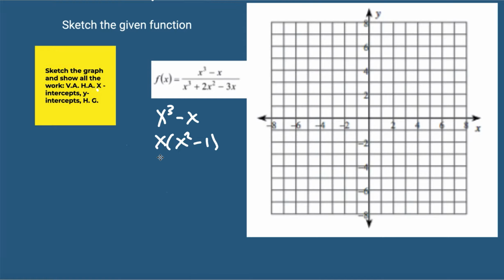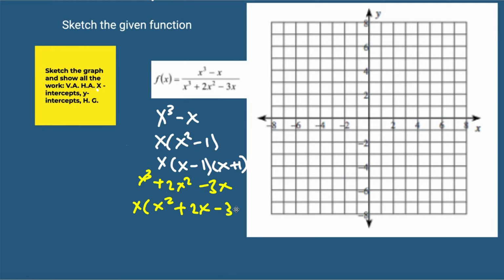And this is the difference of squares, so we can factor it as x minus 1 times x plus 1. So we factor the numerator, and the same thing we are going to do with the denominator, x cubed plus 2x squared minus 3x. So x is a factor, and here is x squared plus 2x minus 3.